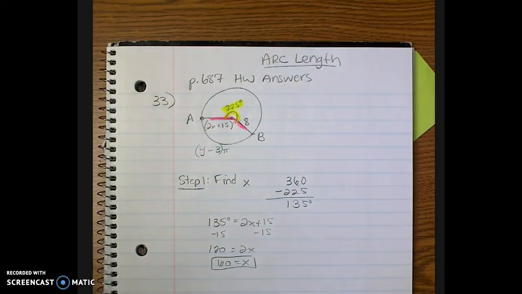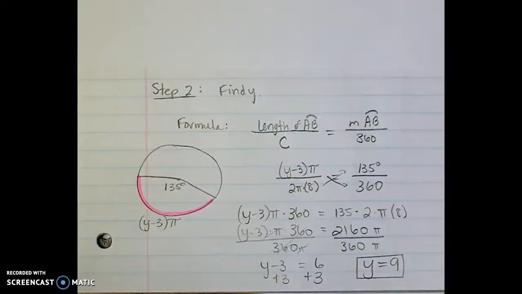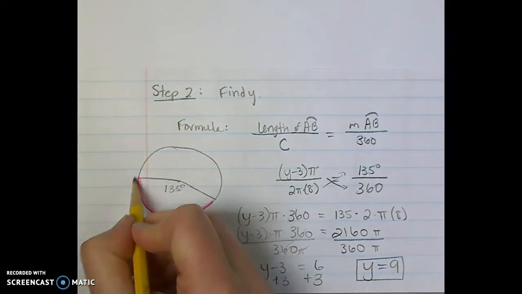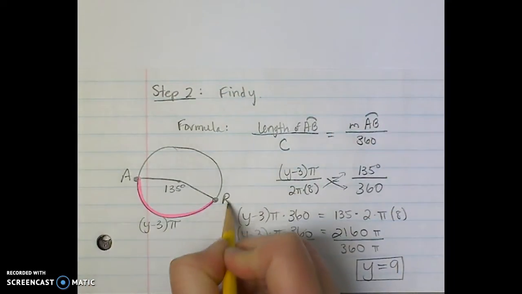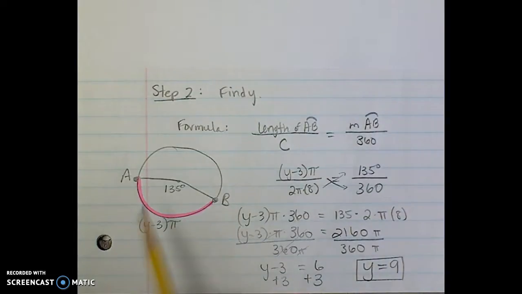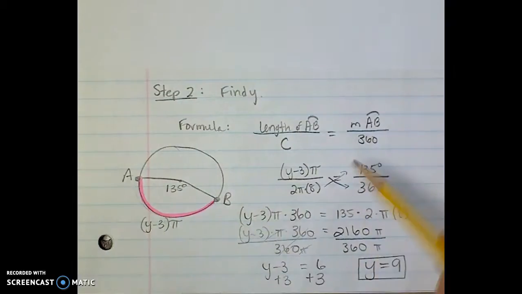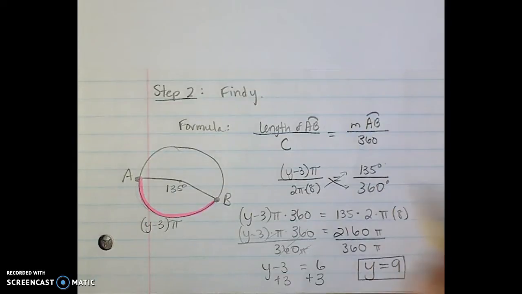Now, step 2 is going to be to find y. So the first thing that I notice about y is that it's not part of an angle measure. So it's part of this arc length. Okay, so I'm going to go back to that formula that we've been using to find arc length. Okay, so if it's easier, I think, to just kind of label on here so you can keep track of what you're doing. So the arc length AB compared to the entire circumference is going to have the same ratio as the central angle over the 360 degrees total, right?